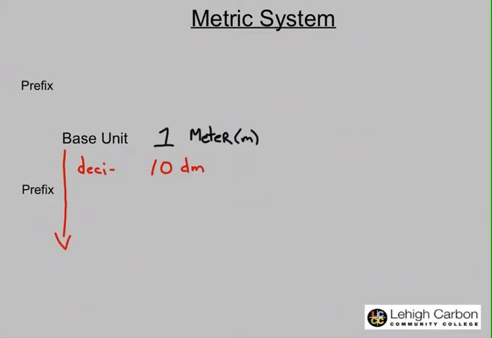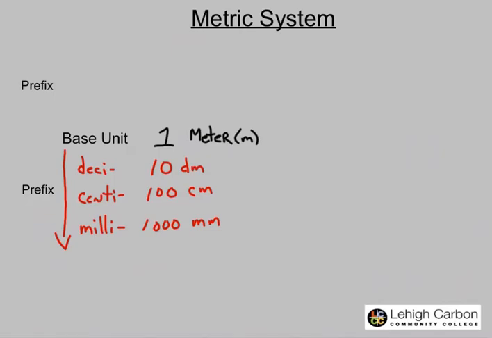The next unit is centi, and there are 100 centimeters in 1 meter. The next is milli, and there are 1,000 millimeters in a meter. You notice they're all factors of 10, and that's one of the nice features of the metric system.